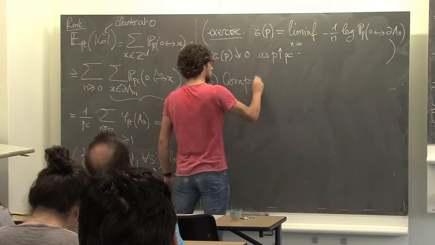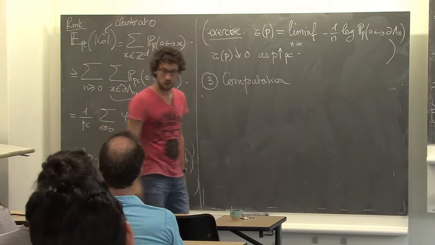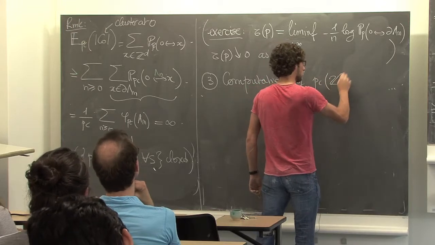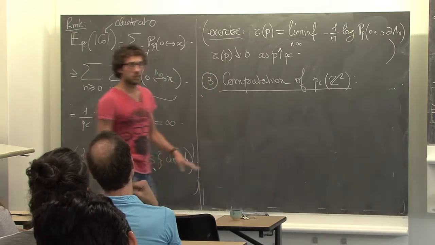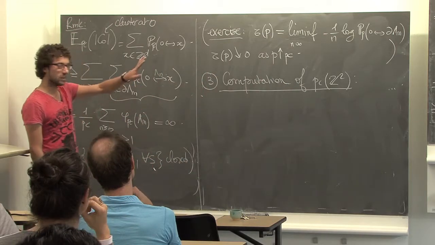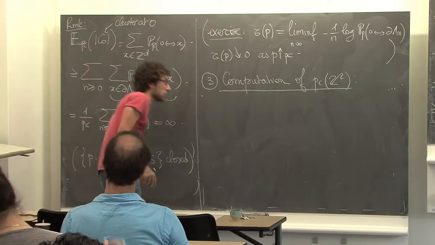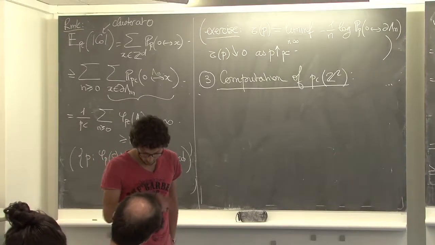So now the next part is going to be the computation of p_c of Z^2. And I should say this is the simplest computation. This exponential decay is the shortest way to get to this computation. So now that I have exponential decay, it's going to be very easy.